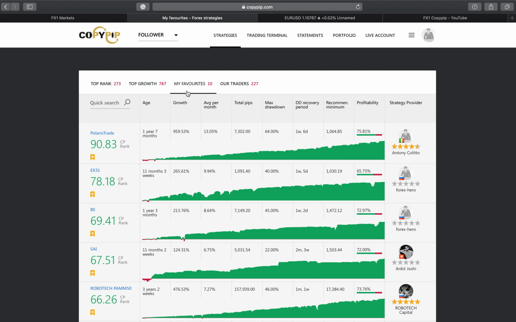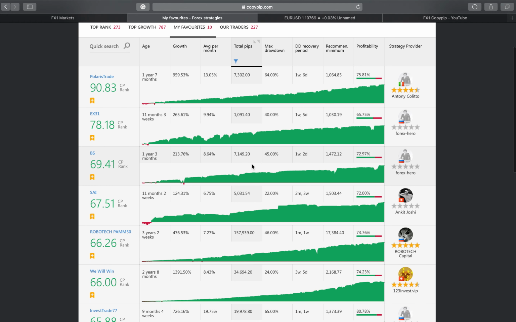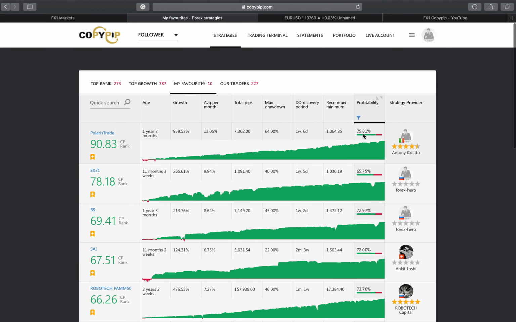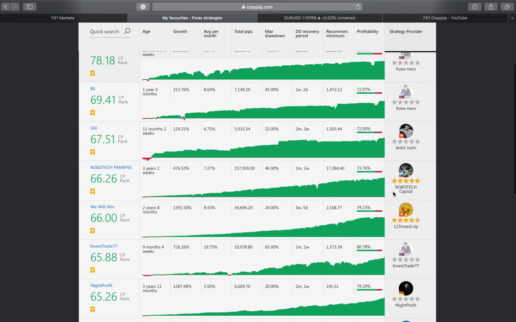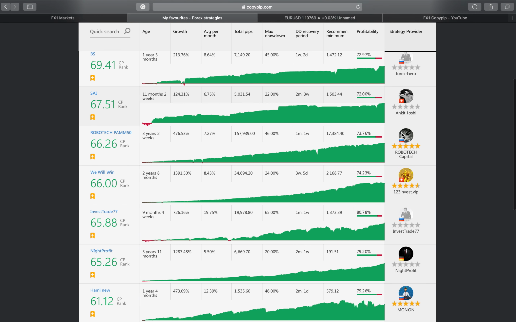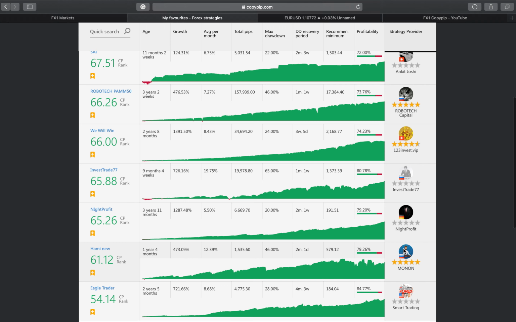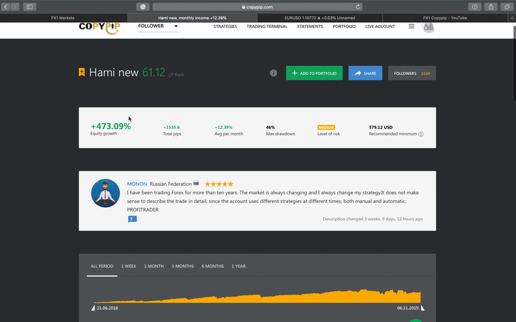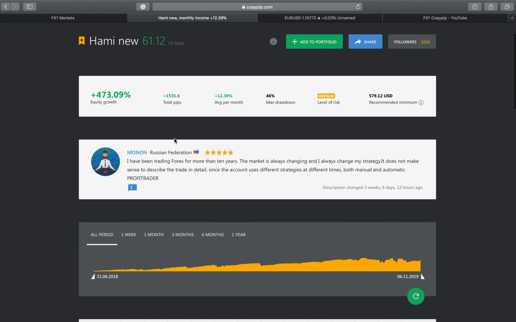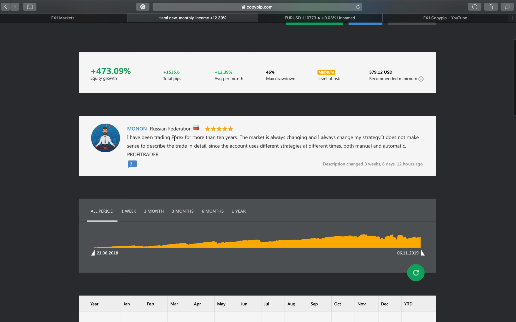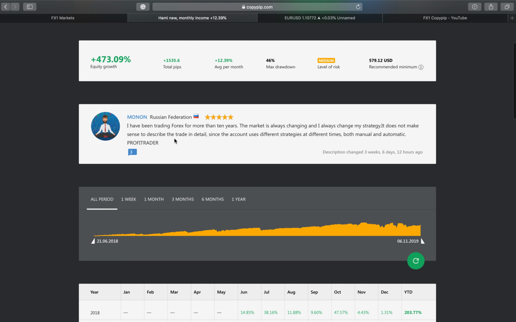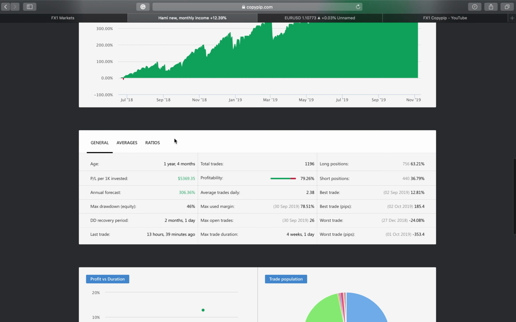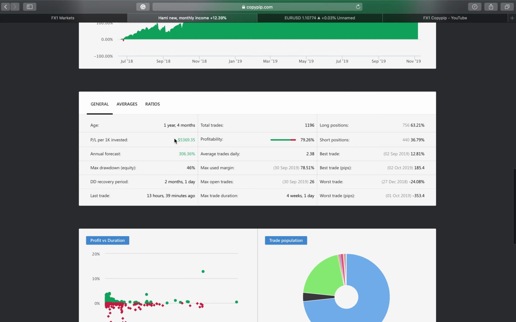So I already added the traders that I want to follow on my favorite list. I added 10 traders. So what I'm gonna do is go ahead and follow them. So let's say I want to follow this trader. After I read the portfolio and I see that it's matching my style and what I want from a trader, I can go ahead and add this trader to my portfolio.